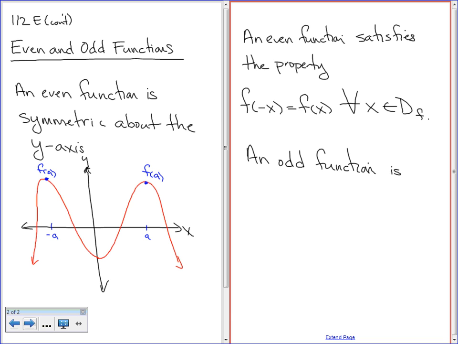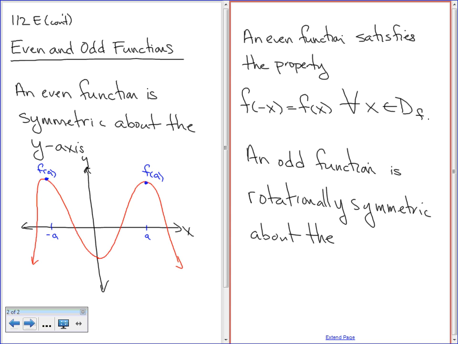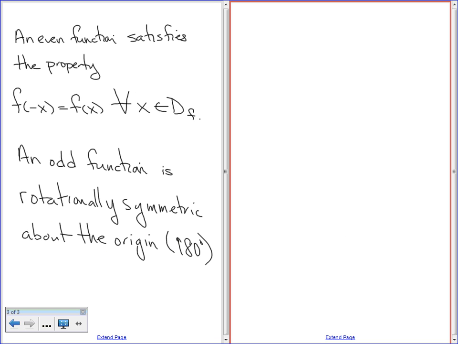So an odd function is rotationally symmetric around the origin, which means you have to picture it rotating where the point of rotation is right at the origin, and you're rotating 180 degrees. So the rotation is 180 degrees. So I'll draw a picture of that.